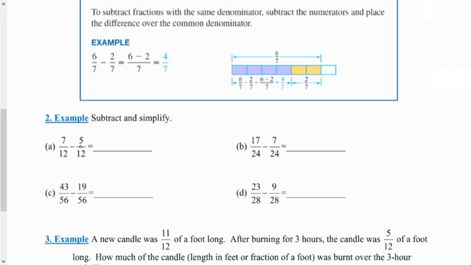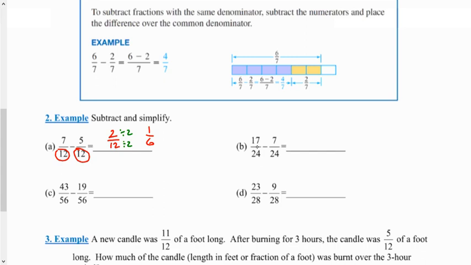Right? So notice here that we have twelfths and twelfths. So what we've got is 7/12 minus 5/12 equals 2/12. Then the last part of this, I know that a 2 actually can go into the top and the bottom. And so that's going to turn into just 1/6 as our final simplified answer.